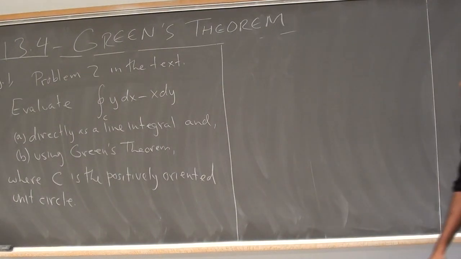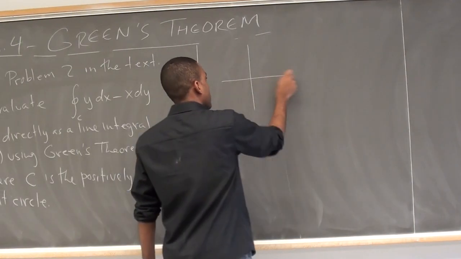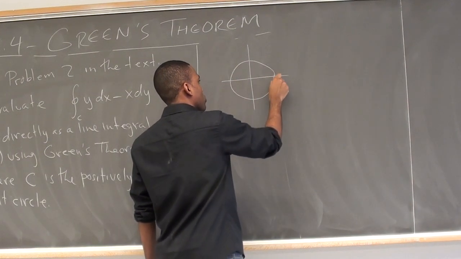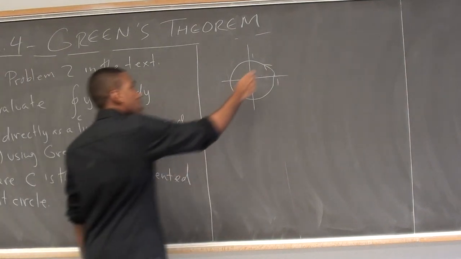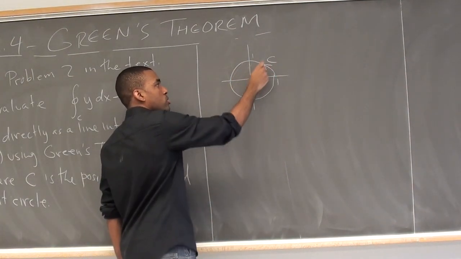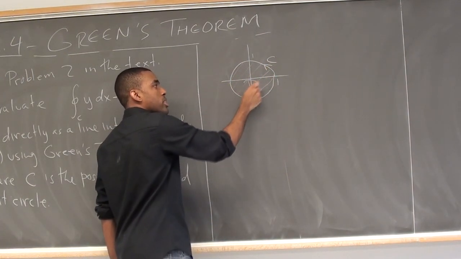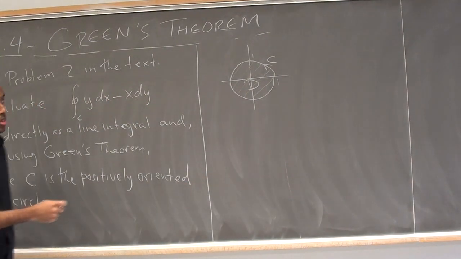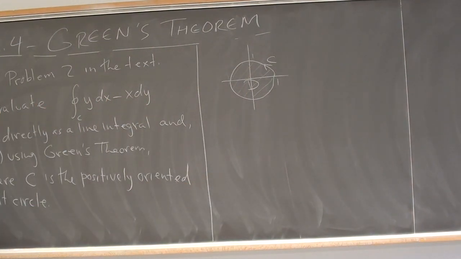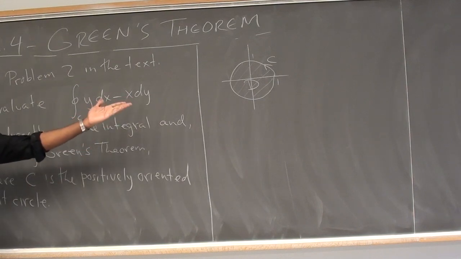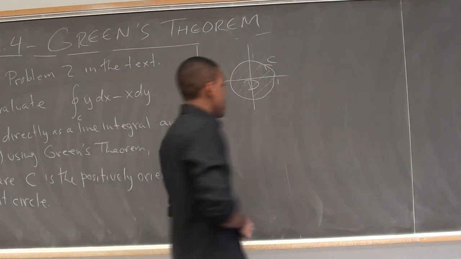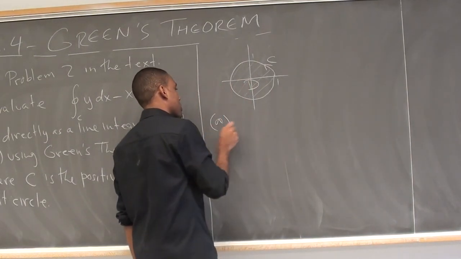All right, so C is a positively oriented unit circle. So this is C, just the circle of radius 1. You're moving counterclockwise. That's C, which automatically means that this region here is going to be the D in the theorem. So C is a positively oriented unit circle, and D is the region bounded by that. So if you want to know where you're going to be doing the double integral, it's over the region that's inside the curve. That's what the theorem says. Okay, so let's do part A, directly.